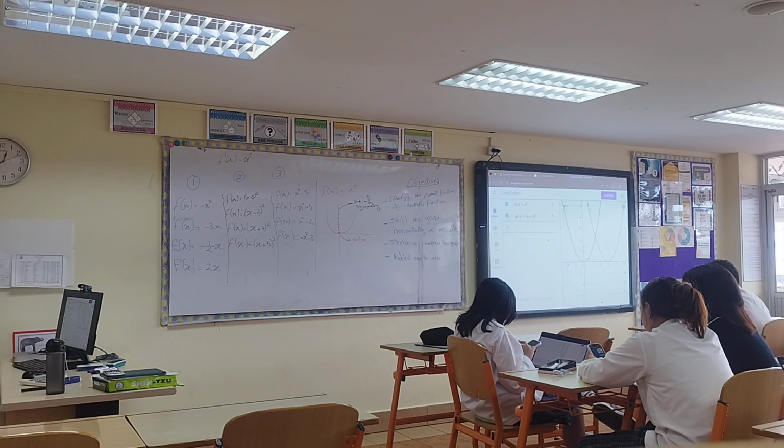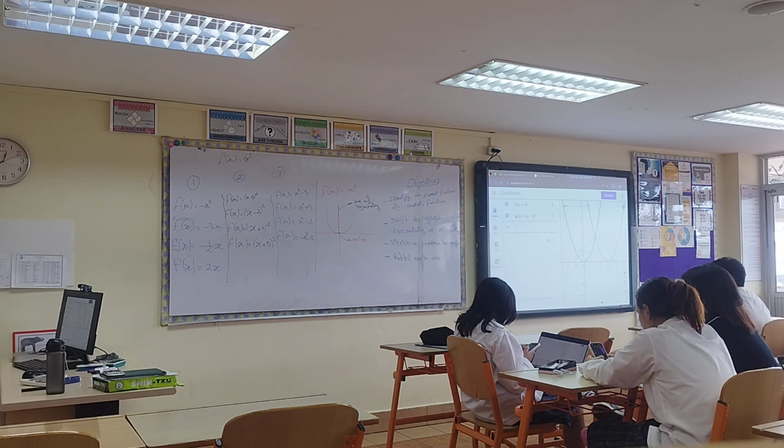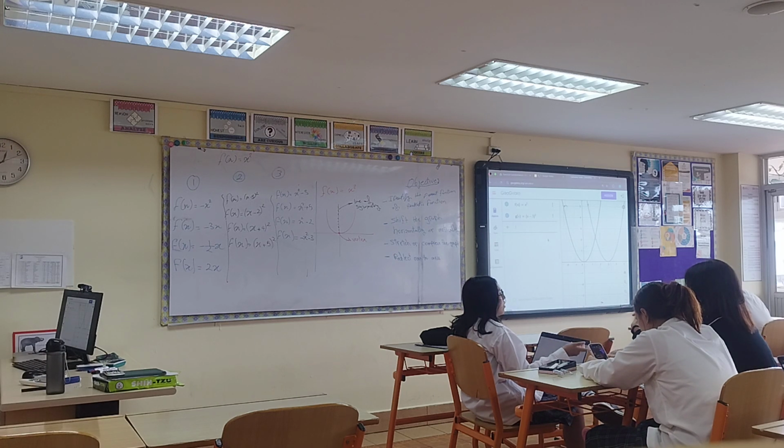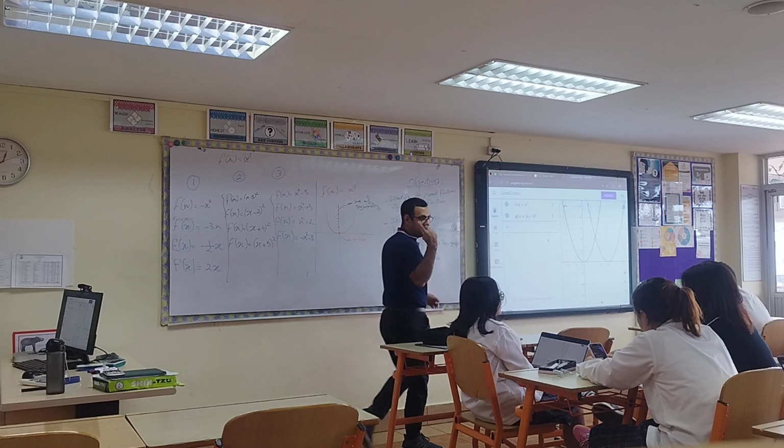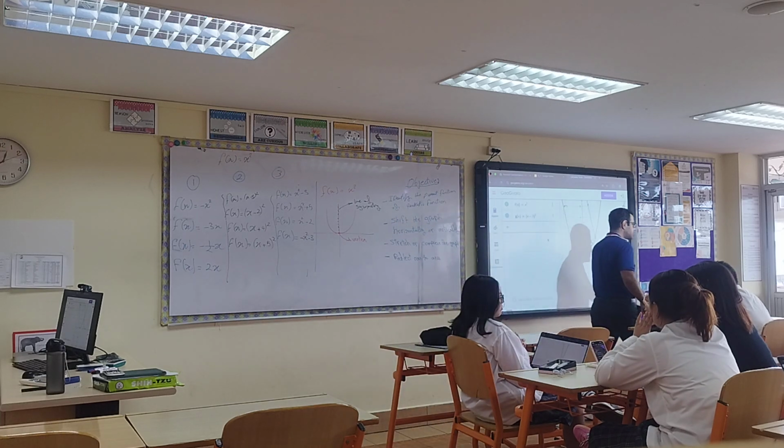So y equals x squared. So this is the one. Now write the other one. And what do you have to write? This is the first. Now start writing the other ones.